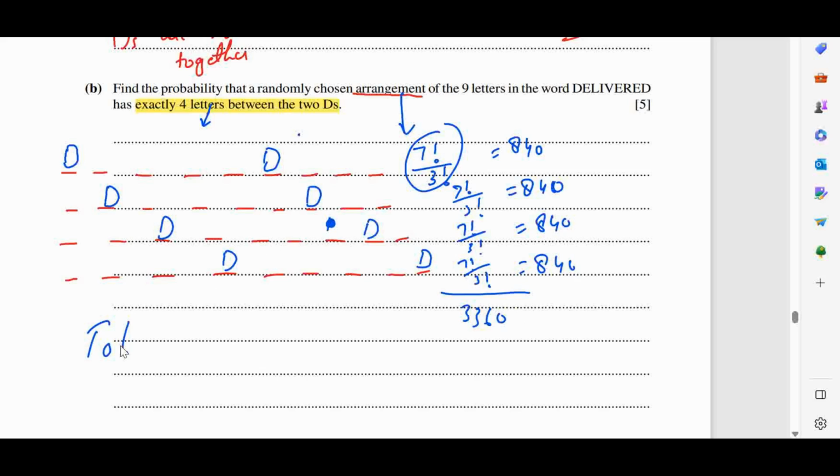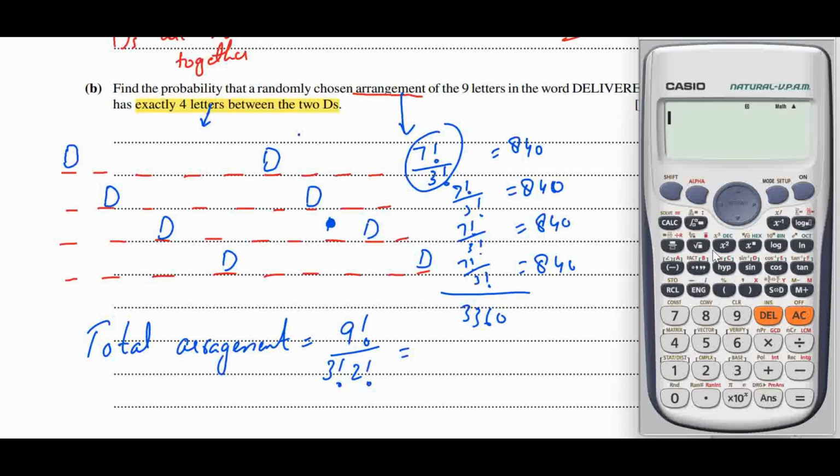So let's see the total arrangements, because we have to find out the probability. So for probability we have to divide it by the total. We have 9 letters, and 3 E's are repeated and 2 D's are repeated. So this will be equal to 9 factorial divided by 3 factorial multiplied by 2 factorial. So this will be equal to 30240.